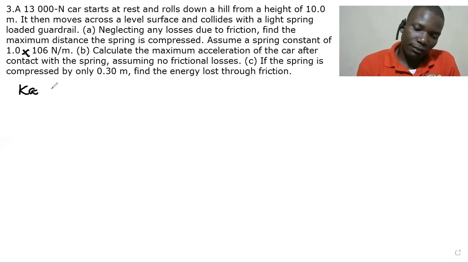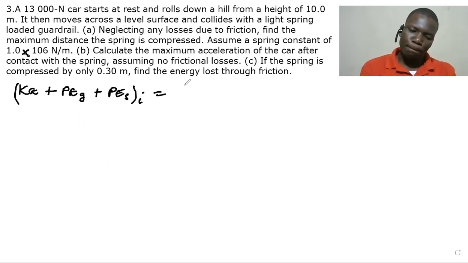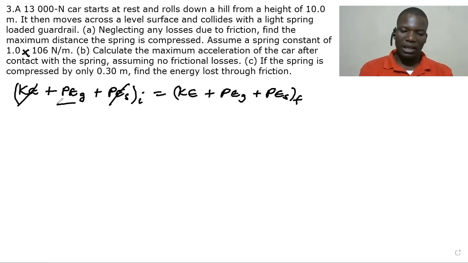So we have kinetic energy plus potential energy, this is gravitational plus elastic potential energy, initial should give us the final. In the initial stage, we don't have kinetic energy. We don't have elastic potential energy. The only energy that we have is the gravitational potential energy. And in the final state, we only have the elastic potential energy, because the height becomes 0 with reference to the horizontal, so we're not going to have this.